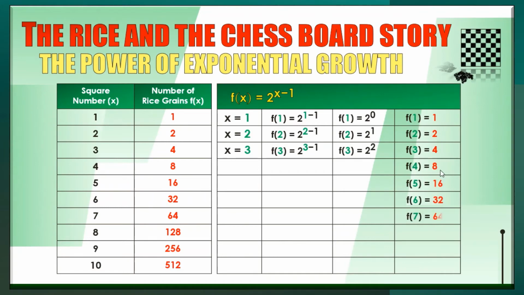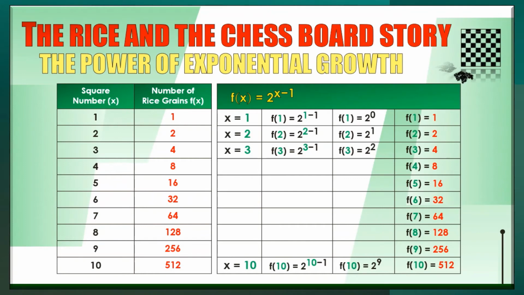We can use our formula in determining the number of rice grains on our chessboard squares. And on the 10th square, we have 512 grains of rice. Therefore, our formula f of x is equal to 2 raised to x minus 1 can be used to determine the number of rice grains up to the 64th chessboard square. In fact, we can use our formula in determining the number of rice grains as the square number approaches infinity.